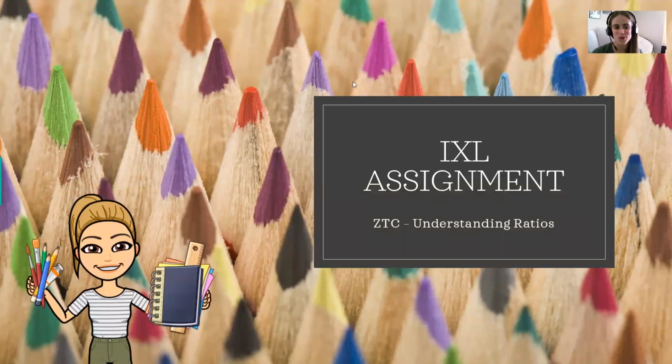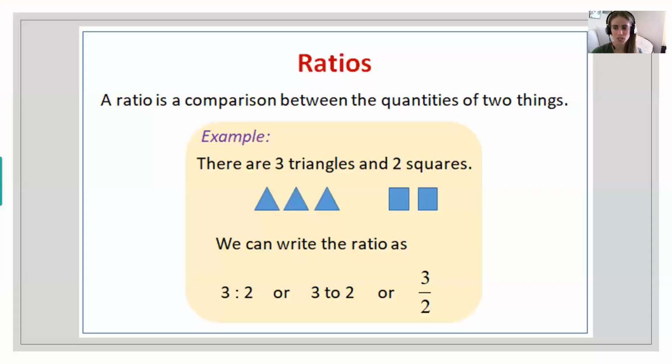Hello, today we are going to be reviewing the IXL assignment ZTC, Understanding Ratios. First, let's refresh our memory on what a ratio is. A ratio is a comparison between the quantity, so the amount of two separate things. In this example, we are comparing the number of triangles to the number of squares. We see here that there are 3 triangles and 2 squares.